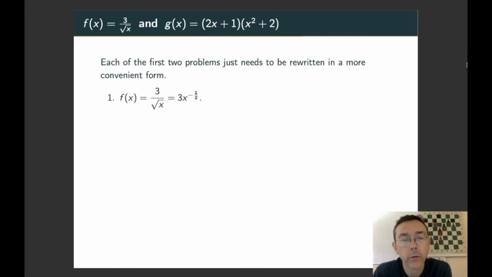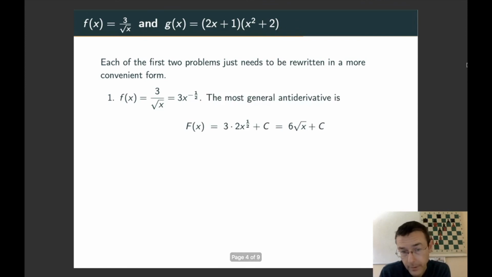In the first two cases, we just have to rewrite our functions before we can antidifferentiate. 3 over the square root of x is 3x to the negative 1/2. And this is helpful because I know how to antidifferentiate x to a power. I raise up the power, so it'll be x to the 1/2. And I divide by that new power. Dividing by a half is multiplying by 2. I also know that coefficient of 3 is just going to sort of come along for the ride. So I can antidifferentiate x to the negative 1/2 and multiply the answer by 3. Overall, I get 3 times 2x to the 1/2 plus c, or 6 root x plus c.